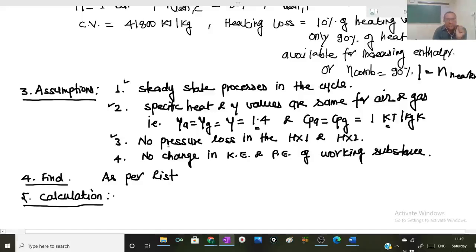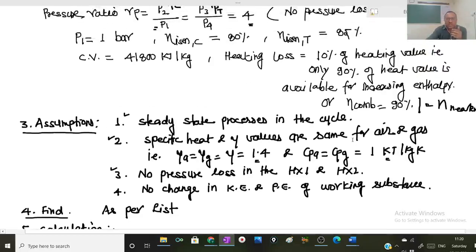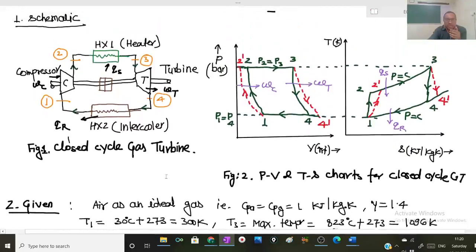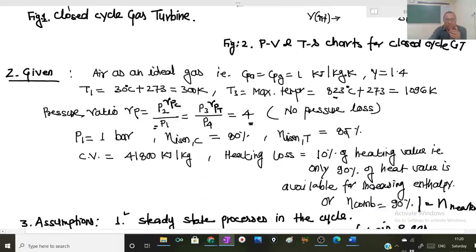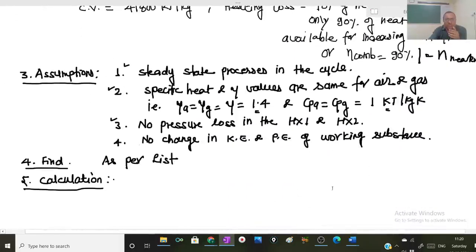Then assumption number 3, no pressure loss in heat exchanger 1 and heat exchanger 2. Because heat exchanger 1 is the heater, where heat is being added at constant pressure, and heat exchanger 2 is the intercooler. Heat is rejected at constant pressure during process 4 to 1. And fourth assumption, no change in kinetic and potential energy of working substance. So velocity and potential energy of the air as working substance are not going to change.